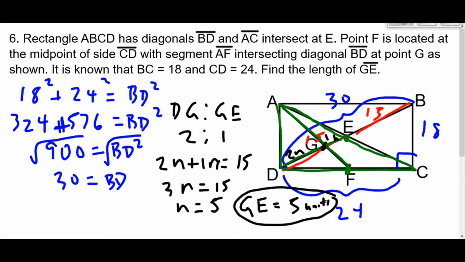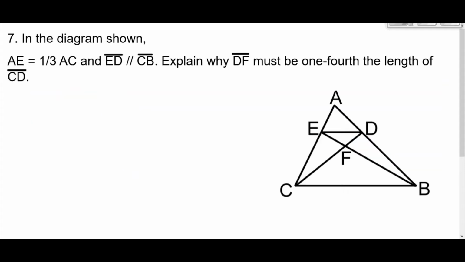Now let's go to question number 7. Question number 7 says AE is 1/3 of AC, and ED is parallel to CB. Explain why DF must be 1/4 the length of CD.